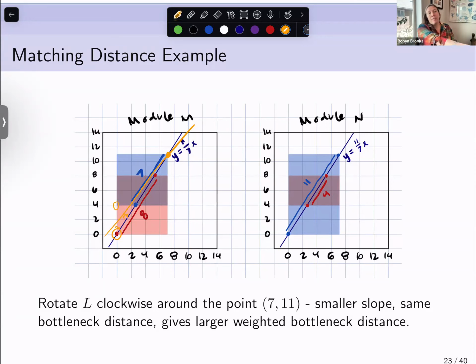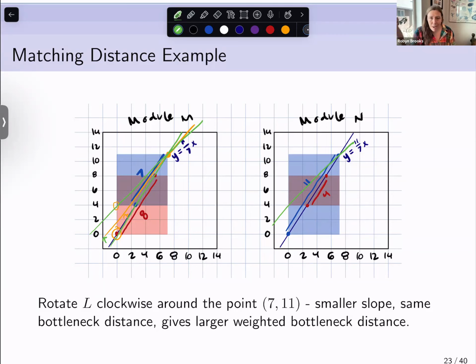So we have this fixed matching, we rotate, and that's going to increase the weighted bottleneck distance. And this is where the framework breaks down a little bit, because you can observe, okay, cool Robyn, let's keep rotating in that direction, let's keep increasing the weighted bottleneck distance. And if we rotate it all the way until we hit a critical value, we get this line here through (0,4) and (7,11). And I see that the modules are identical on that, so they have a weighted bottleneck distance of 0. So somehow I started off with some non-zero weighted bottleneck distance, I rotated, that was increasing it, but then at some point the weighted bottleneck distance started decreasing and it went all the way to 0.